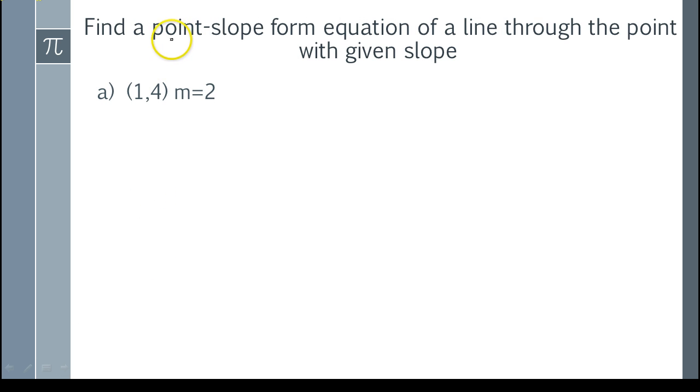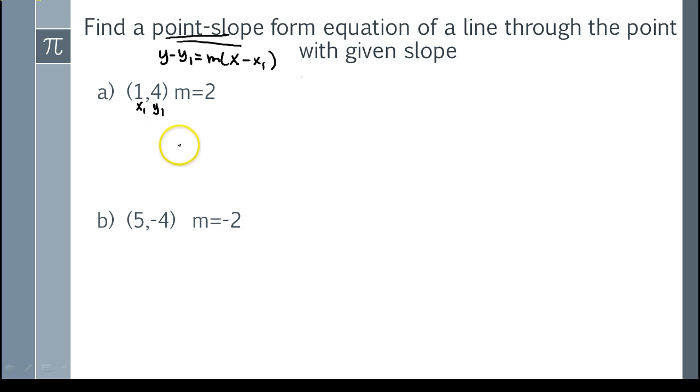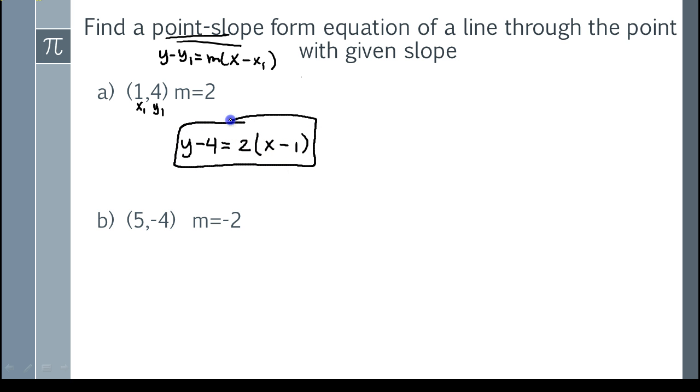So our directions specifically tell me to find my equation in point-slope form. To remind ourselves, point-slope form is y minus y1 equals my slope times x minus x1. So for letter A here, I know my slope and I know a point. That's going to give me x1 and y1. So I'm going to have y minus 4, because that's my y coordinate, equals my slope of 2 times x minus the x coordinate, which is 1. And that's point-slope form, so I'm all done. Hit pause and go ahead and do letter B.